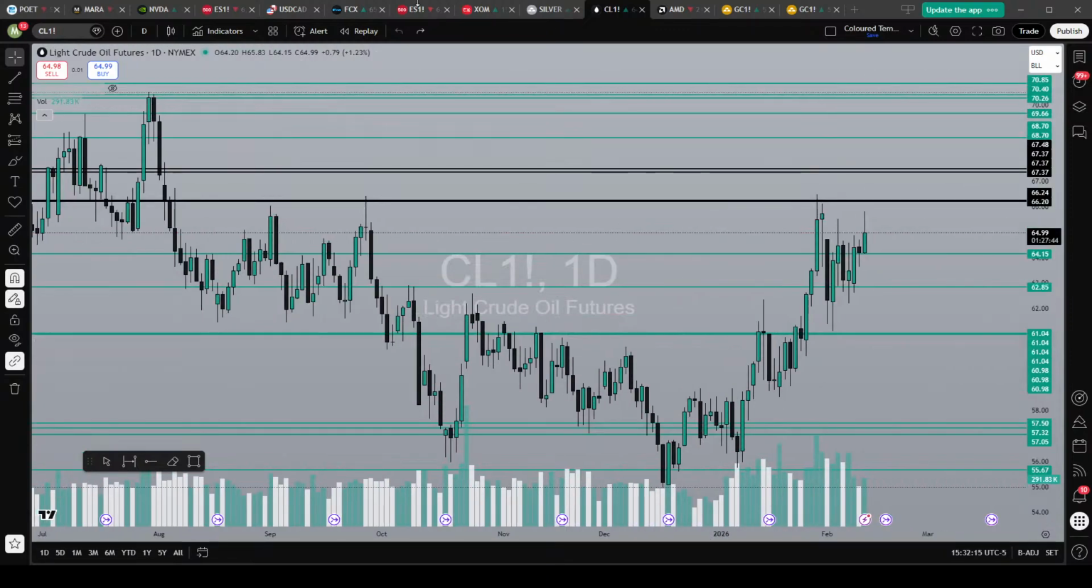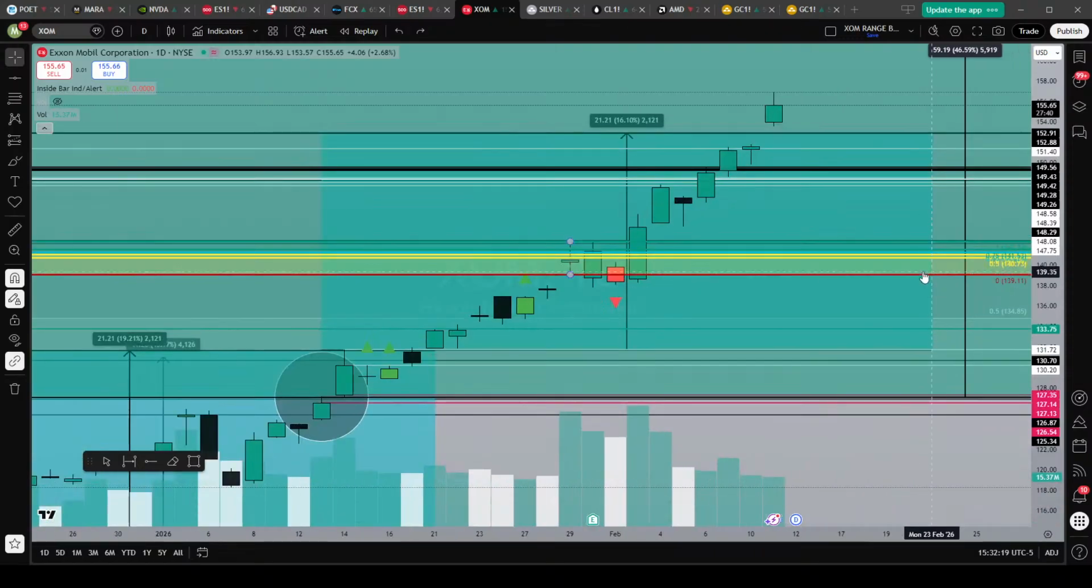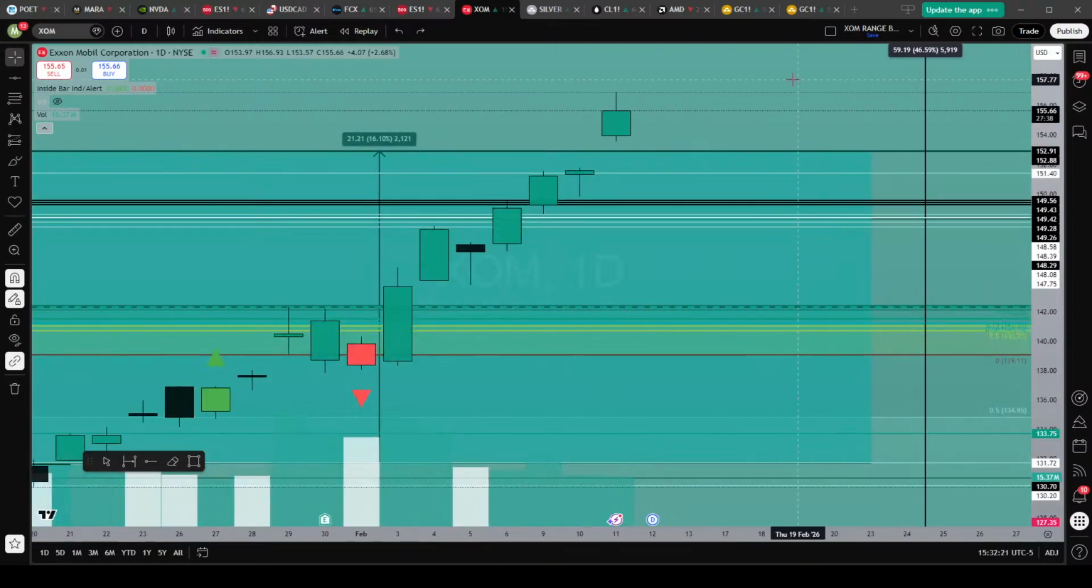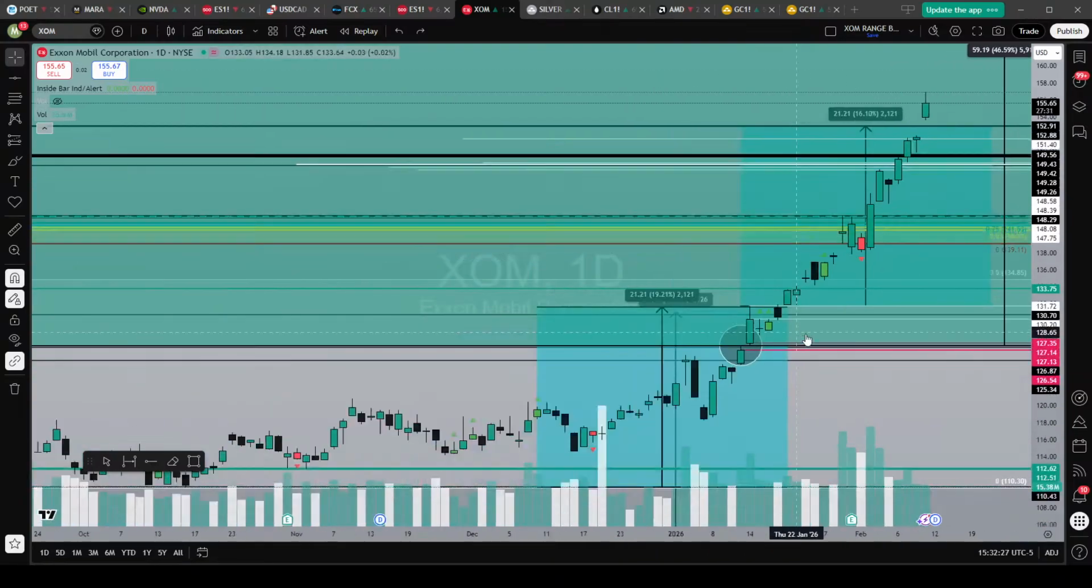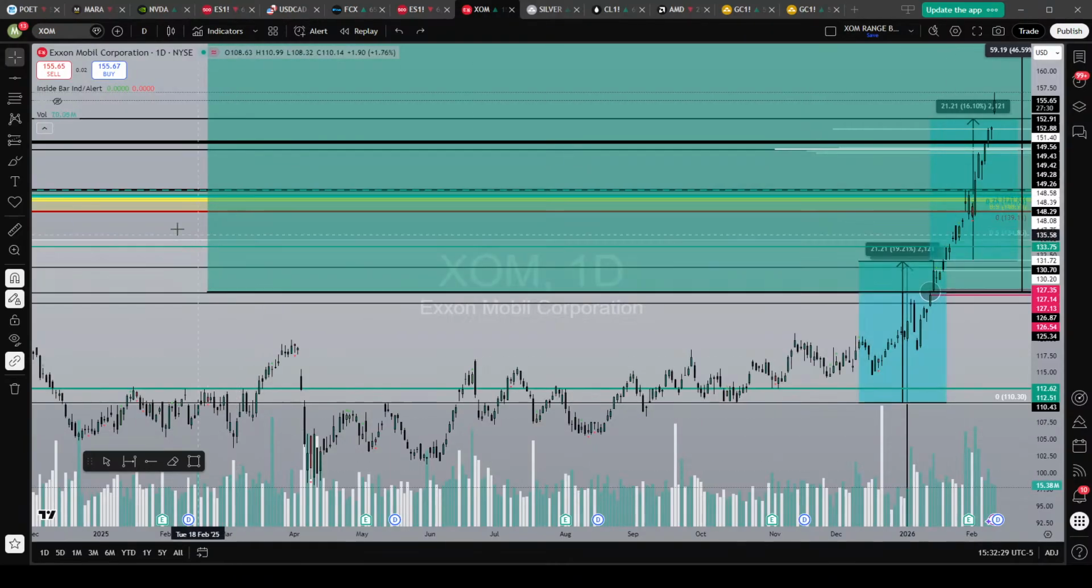What do you mean Tesla? We're talking about oil. Talking about our XOM swing, especially on this structure break. This was a really clean break of that 152.91 area that we looked at last week.